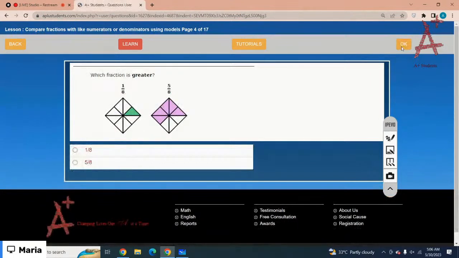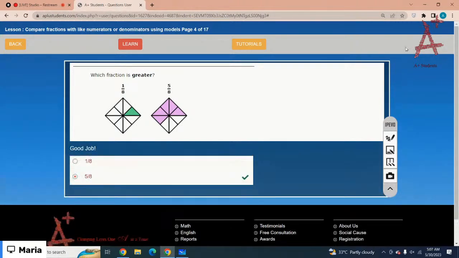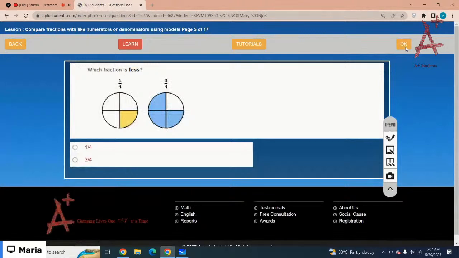Okay, which fraction is greater, 1 by 8 or 5 by 8? Which is the correct option? So which is greater, 1 by 8 or 5 by 8? Yes, very good. 5 by 8 is the greater one because more portion is colored. Very good. Okay, which fraction is less, 1 by 4 or 3 by 4?